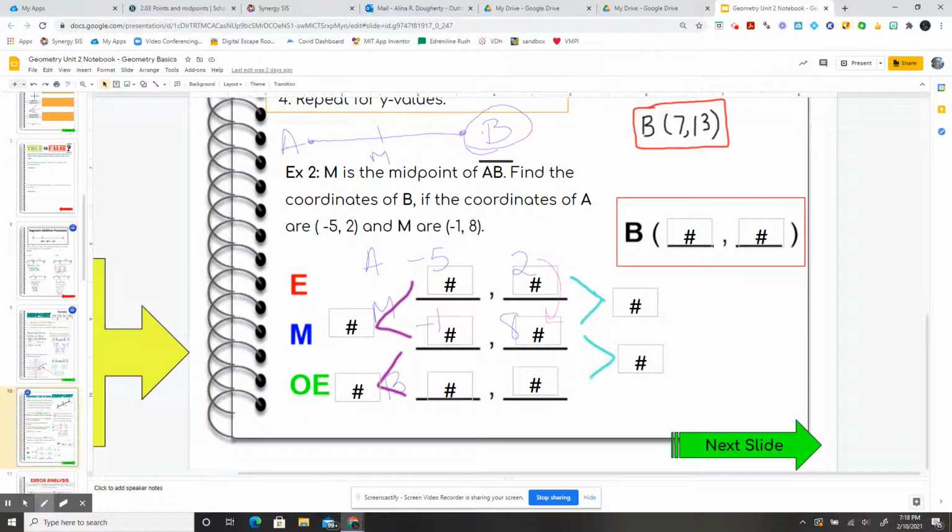If I go from 2 to 8, that's +6. So I'm going to do that pattern again. And if I add 6, I'm going to get 14. So my Y value is going to be 14.